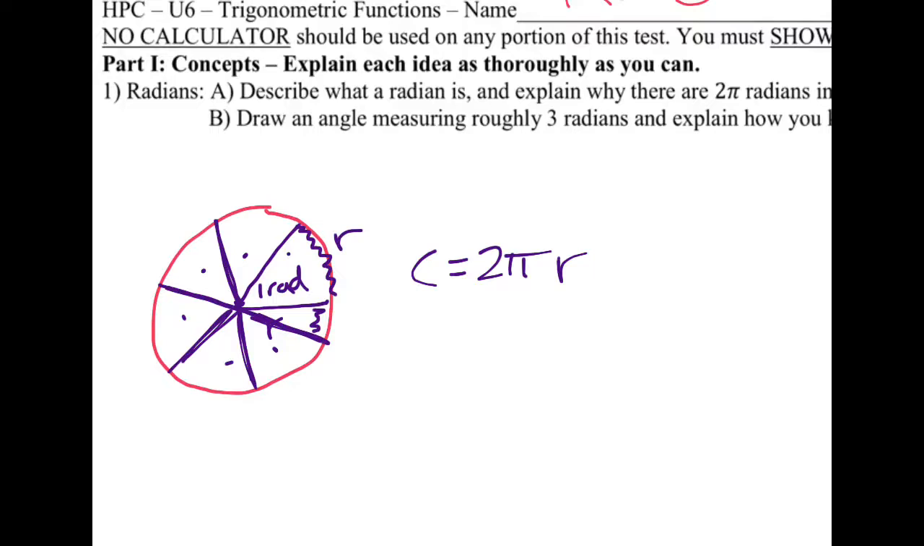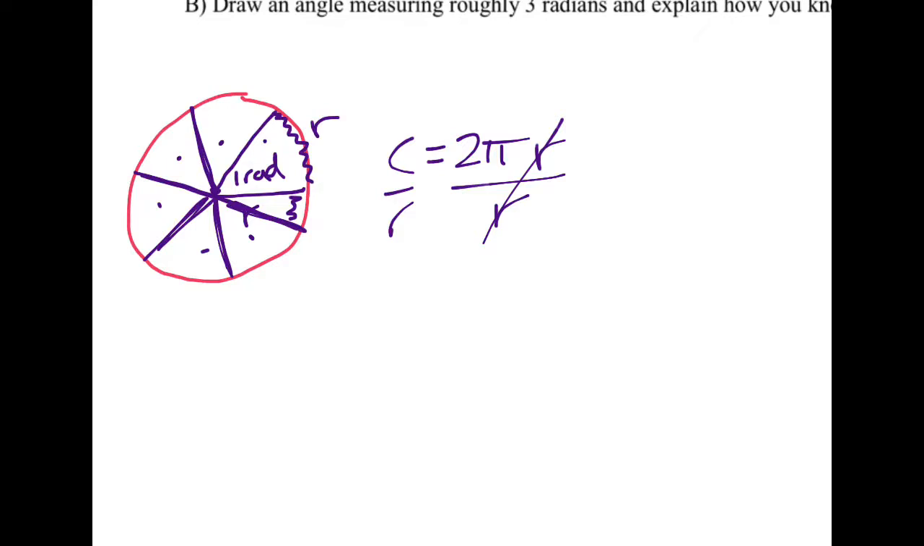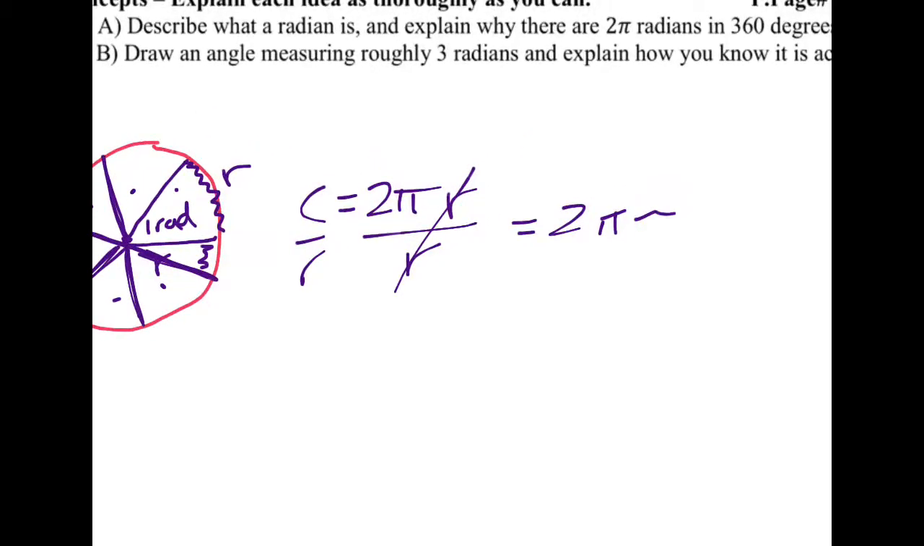But think about what we're doing. We're taking our circumference and we're splitting it up into chunks of the length of the radius. That means we're dividing it by the radius. And so when we do that, we see those r's cancel out and we're left with 2 pi, which is the number of radians in one complete revolution. So 2 pi is equivalent to 360 degrees.